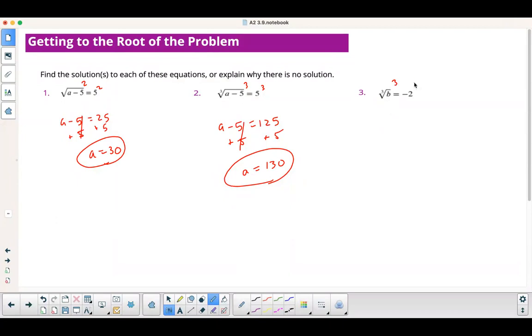Cube both sides here. Cubing gets rid of the cubed root. Make sure you put parentheses there. And I get negative 8. Now, double check, make sure it works.